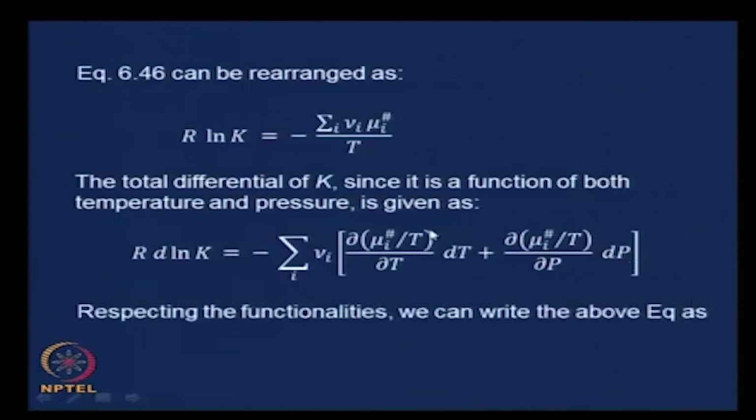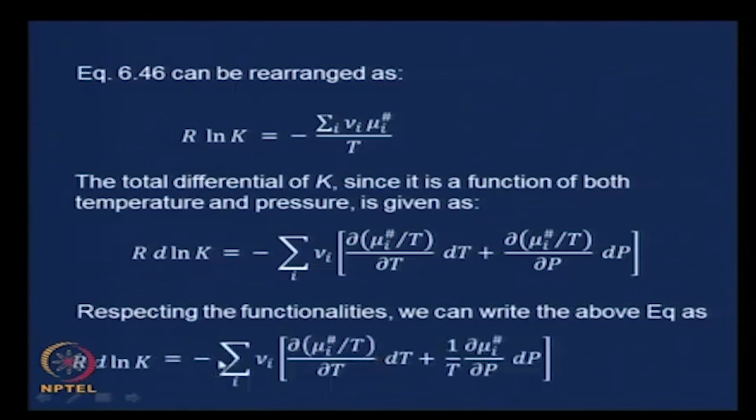Again respecting the functionalities, in other words just combining the various terms together, we can write this as R d ln K equals minus the sum over i of ν_i ∂(μ_i/T)/∂T dT, and this is not going to vary with pressure, therefore you can take 1 by T out as a constant here. So 1 by T ∂μ_i/∂P dP. Let us call this equation 647.